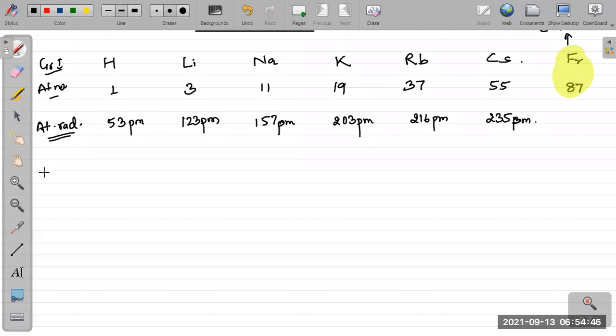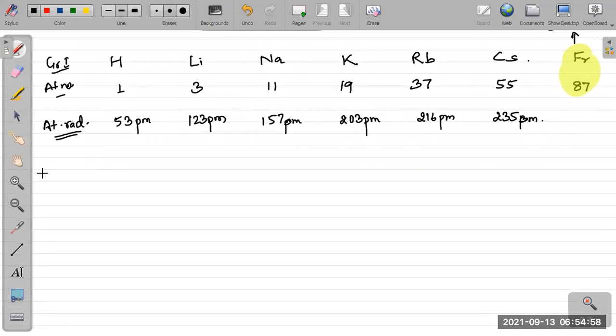Post atomic radius we have ionic radius. Here primarily I'll be comparing cationic radius, cation radius, and then hydrated cation radius. Okay?